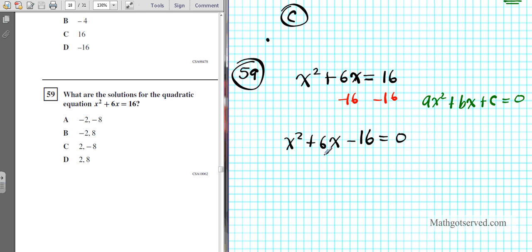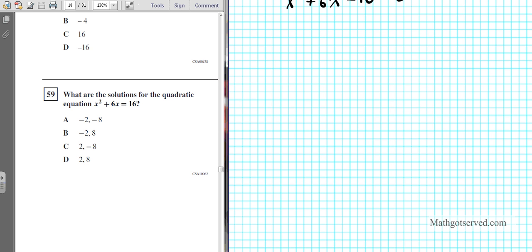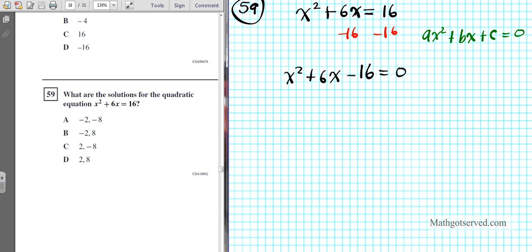Okay? Now to solve this, I'm going to factor and then use the zero product property to finish it up. All right, so let's go ahead and factor. I'm going to play the x game. Use the AC method.